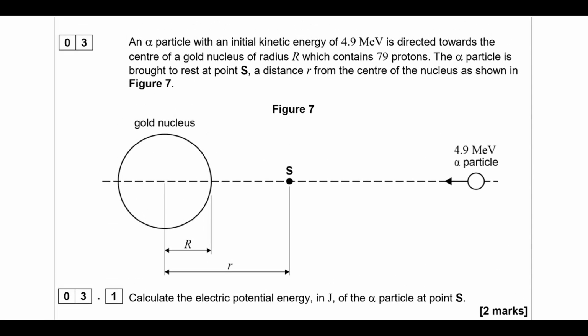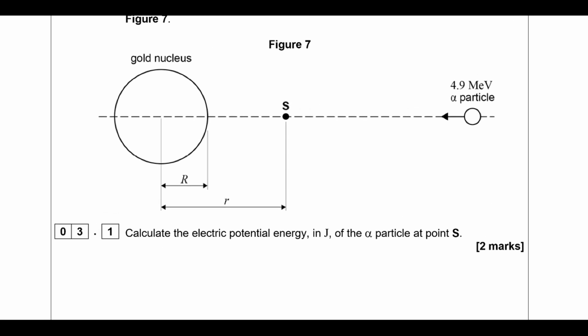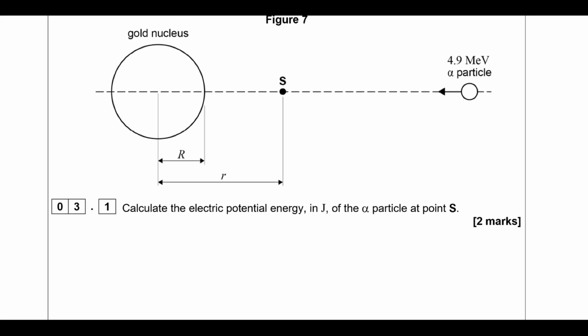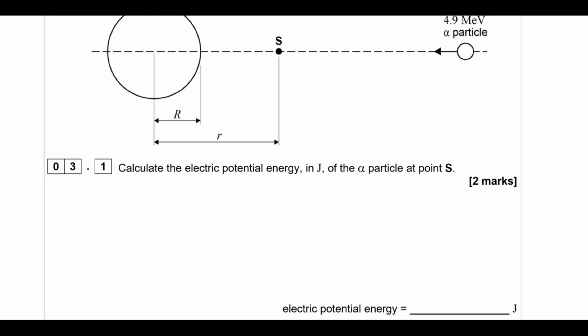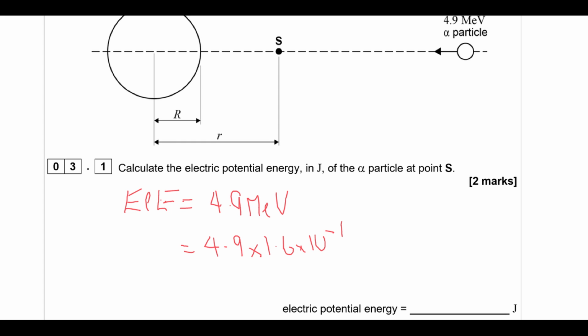We don't need the distance, we're just going to need to have it in terms of r. So any electric potential energy it has must have come from the kinetic energy of the alpha particle. So essentially, the electric potential energy is going to be equal to 4.9 MeV. But it wanted the answer in joules, so 4.9 times 1.6 times 10 to the minus 13, because it's mega electron volts.